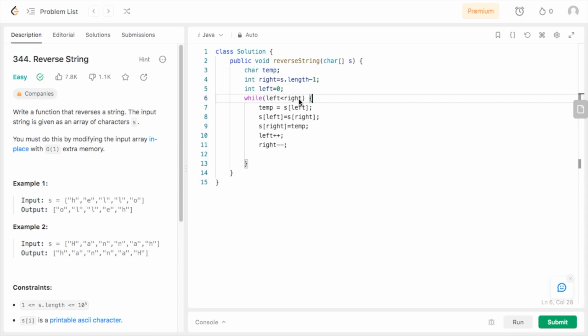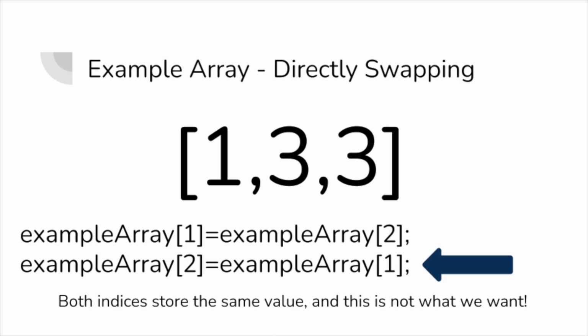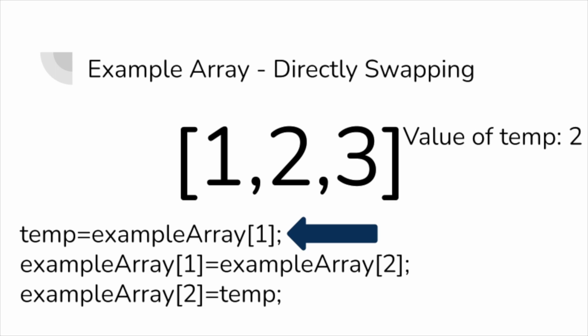Now, onto the actual swapping. We can't just set the value at, for example, index 1 to be the value at index 2, and then set the value at index 2 to be the value at index 1. If we did this, then we're just setting both values to be the value at index 2, and this is not swapping the values. Instead, we're going to be using a temporary variable for storage. We should make sure to initialize a temporary character variable for storing our characters.